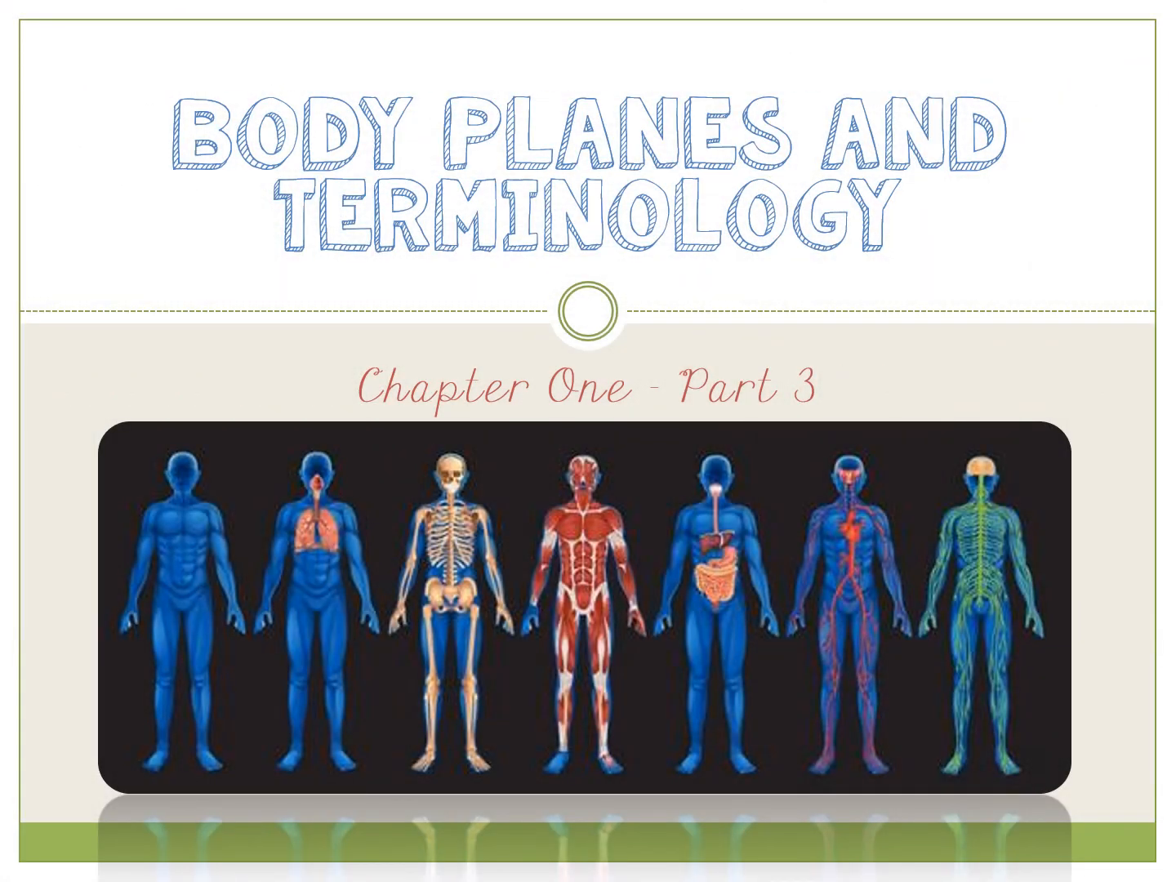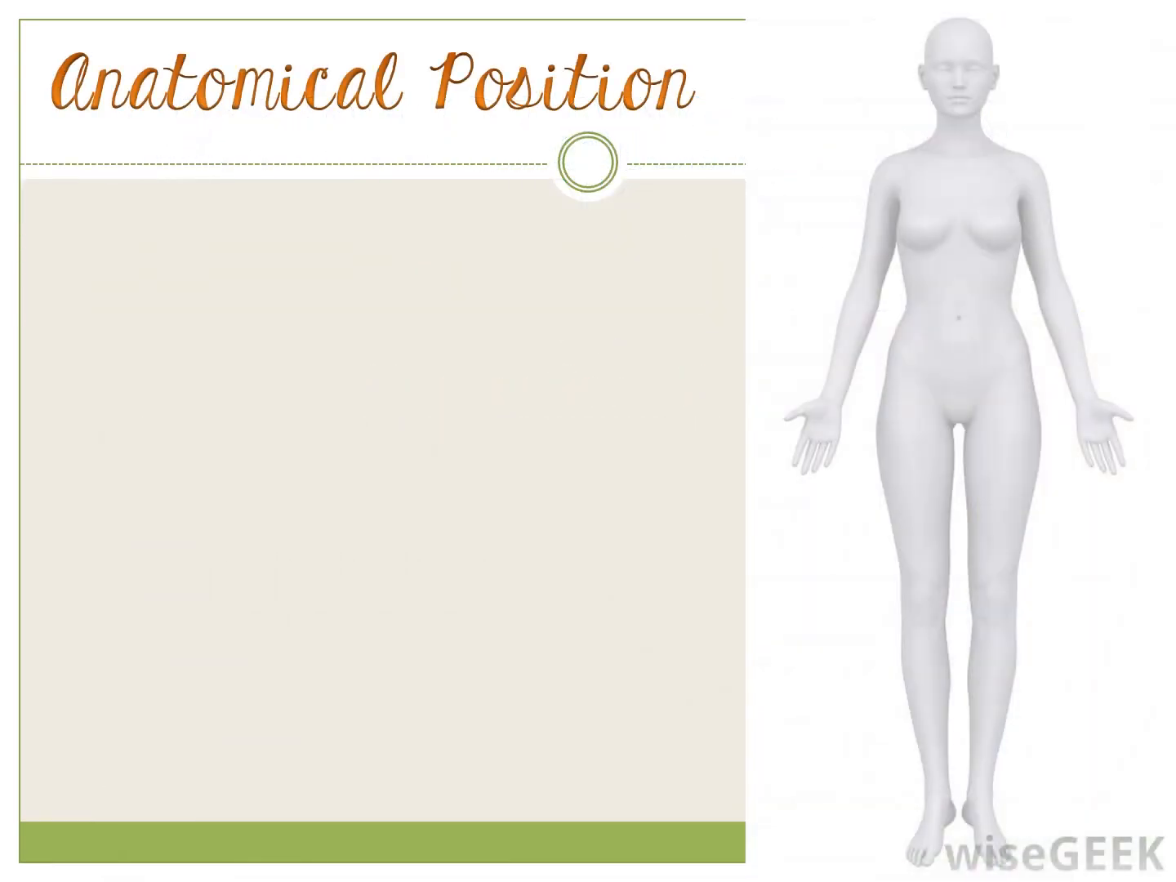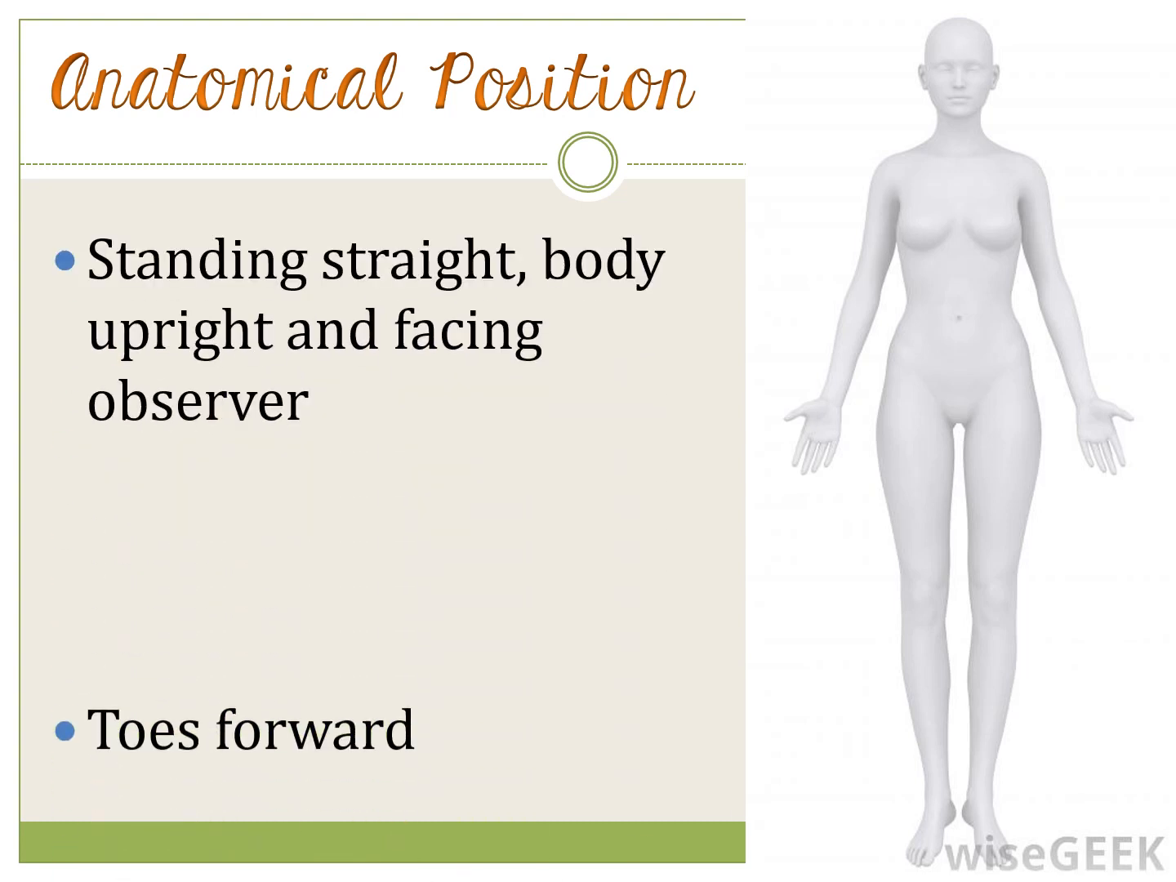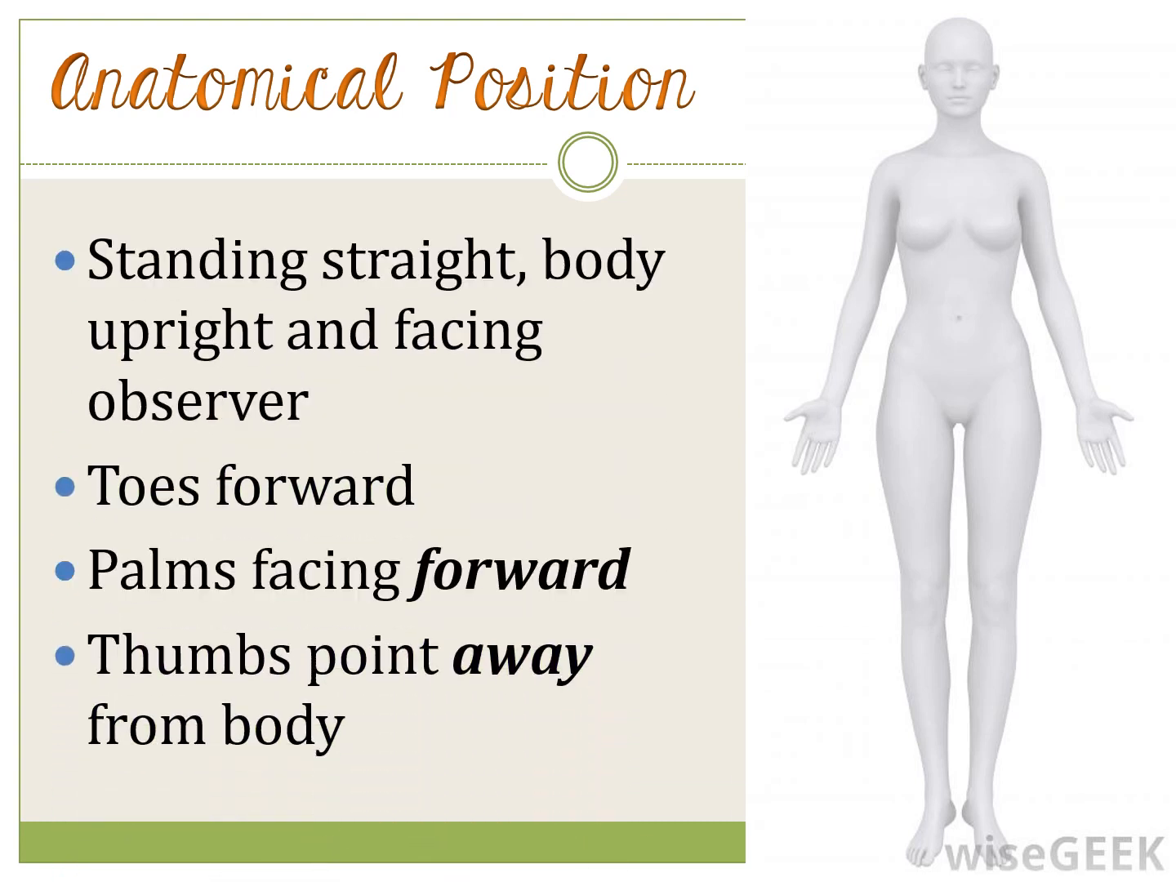So we are on part 3 of our introduction to anatomy, and today we're going to be talking through body planes and anatomical terminology. I want to start by talking through anatomical position. So the image over here on the right-hand side shows you a body in anatomical position in which the body is standing straight, the body upright and facing the observer. Toes are forward, palms are facing forward, and thumbs point away from the body.